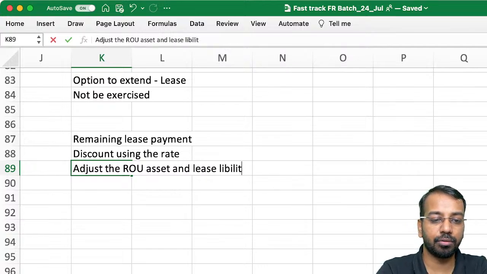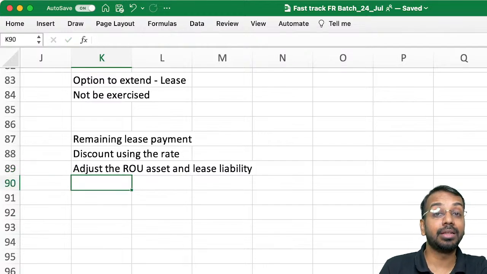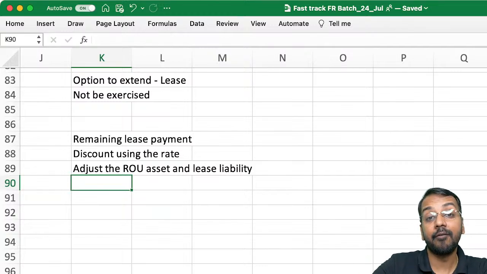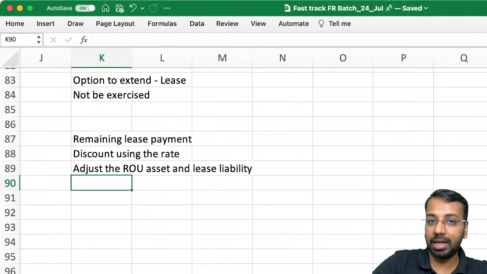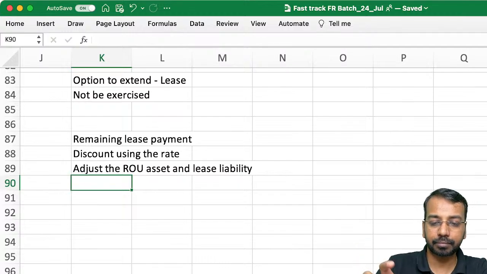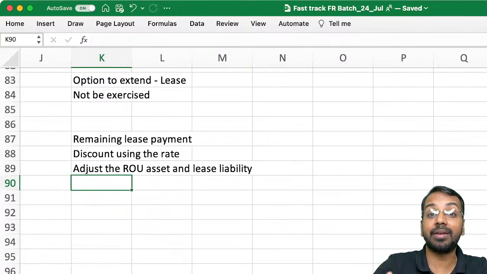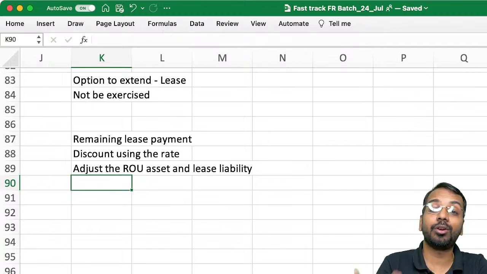Now you might be wondering, why will the lease liability change? We'll take a question on this, don't worry about that. The lease liability will change because, let us say, we have exercised the option to extend. If we have exercised the option to extend, the lease term gets extended. If the lease term gets extended, the present value of the lease payments will also change. So the lease liability will also undergo a change.